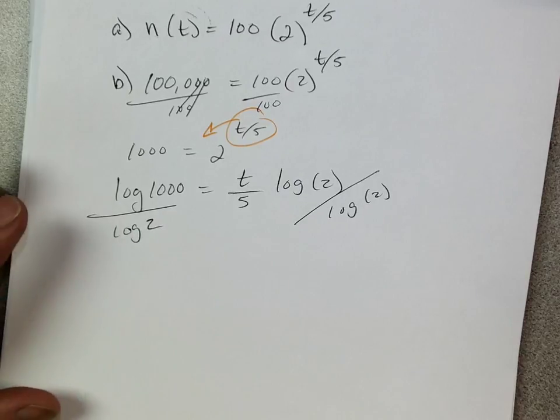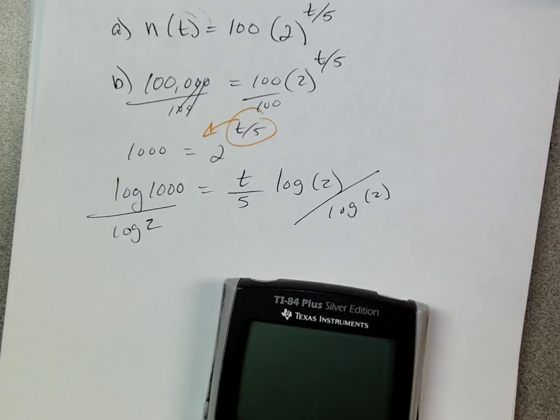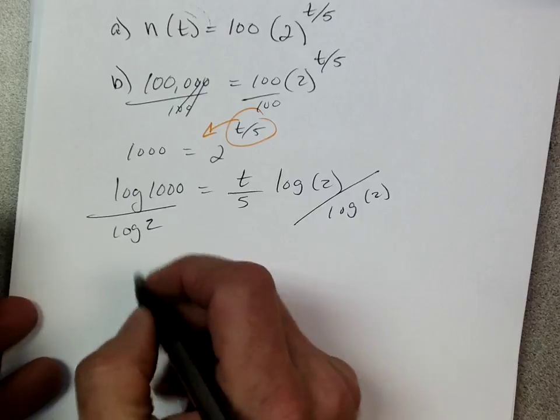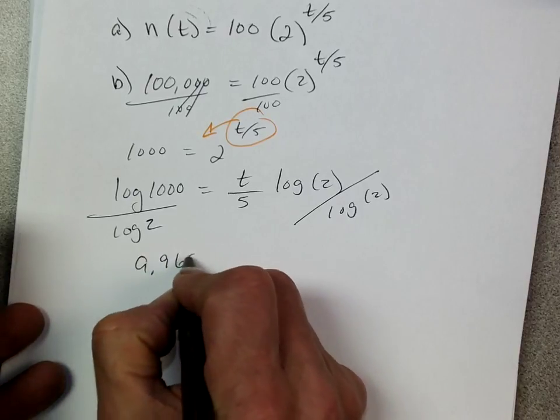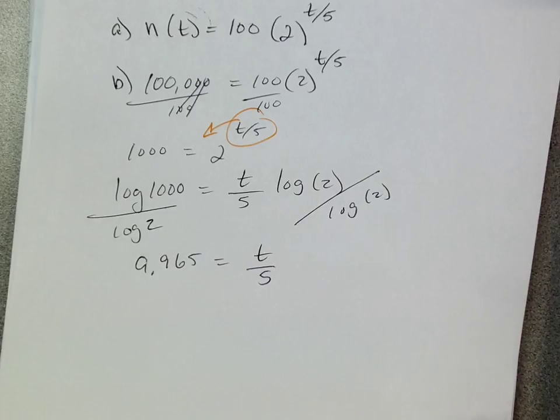How am I doing? Not too fast? Huh? Yeah, Alondra, that's why I asked. If I'm going too fast, please tell me, okay? And while you're catching up, I'm just going to do some division here. Log of 1,000, which is 3, but that's okay. Divided by log 2. So I got 9.965 blah blah blah equals t over 5. Okay, Alondra, are you caught up?